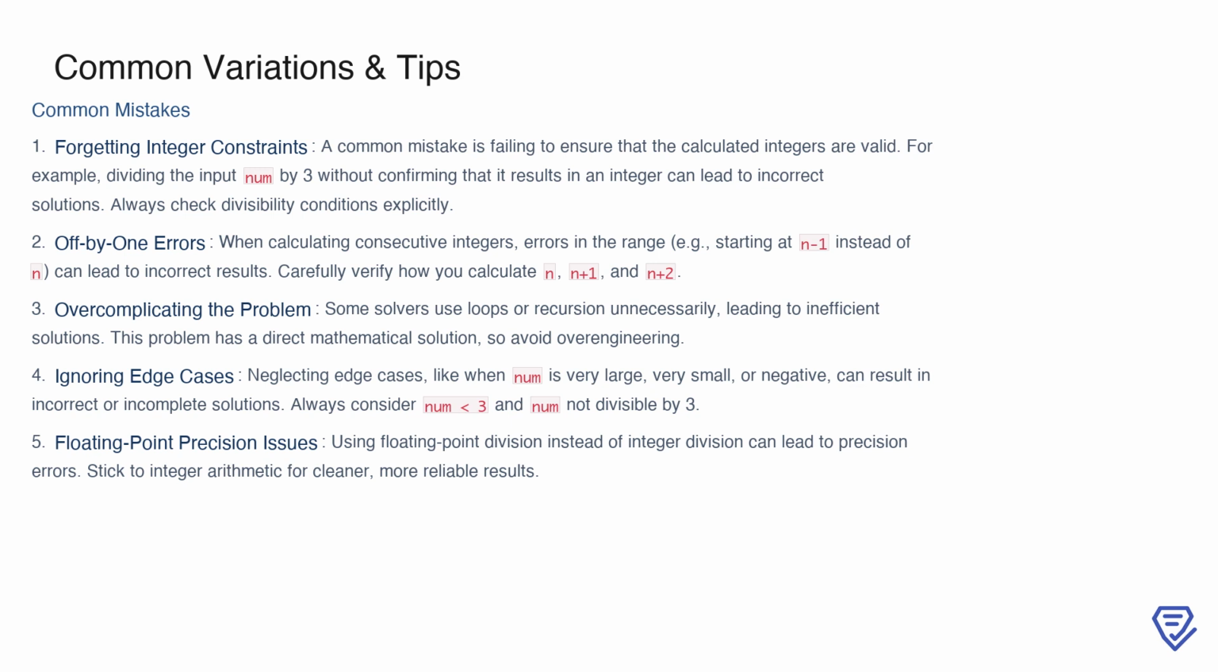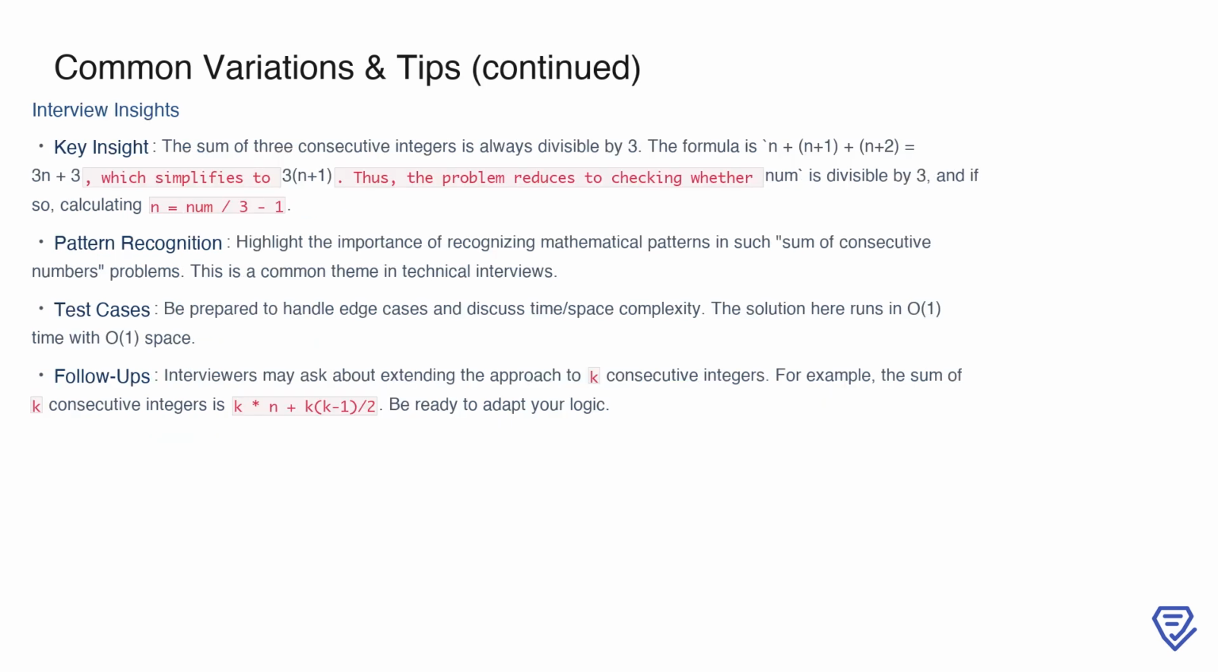A key insight for this problem is that the sum of 3 consecutive integers is always divisible by 3. Mathematically, the formula is n plus (n+1) plus (n+2), which simplifies to 3n plus 3. This means the input number must be divisible by 3, and if it is, you can calculate n as number divided by 3 minus 1.